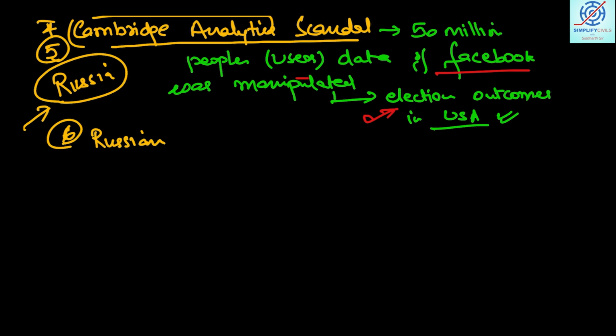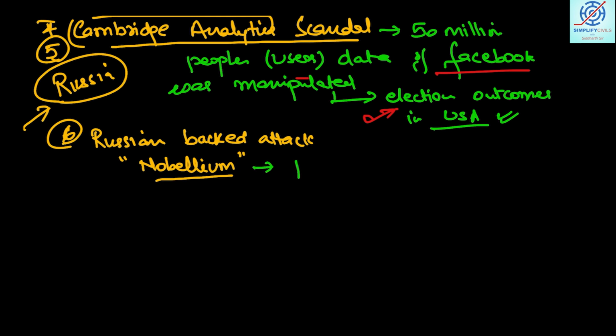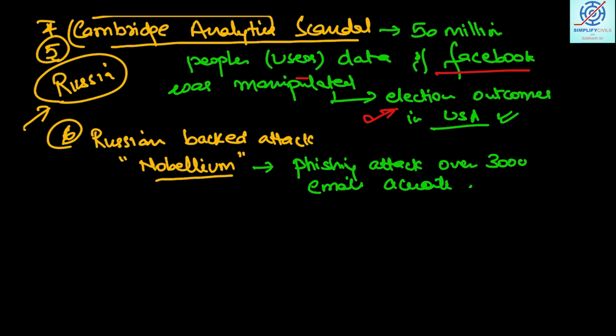Right. So, a Russian backed attack again. The name of the attack was Nobelium. A very unique word, and UPSC will ask you such creative words and ask where we have read about this particular word and which topic it is associated with. So it is definitely related to cyber crimes and cyber attacks. In this particular activity, a phishing attack happened over 3,000 email accounts to seek important information.